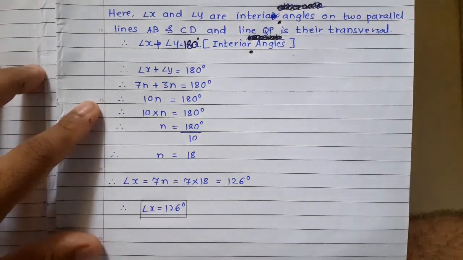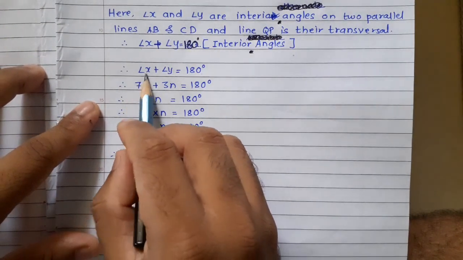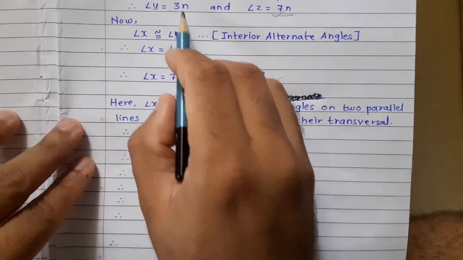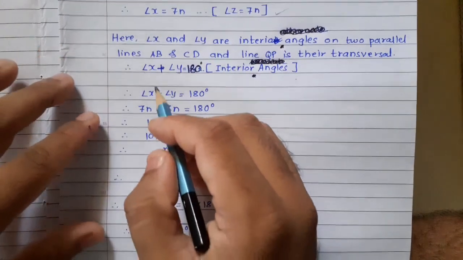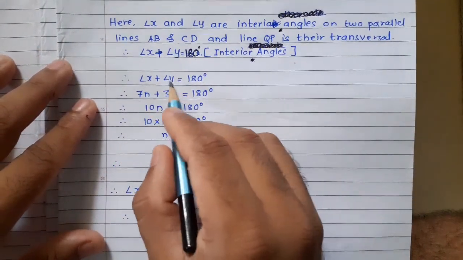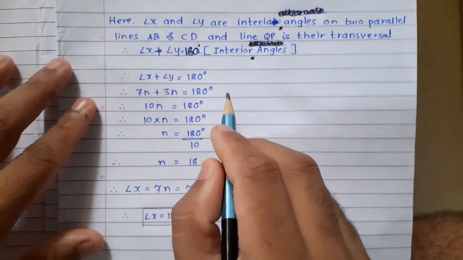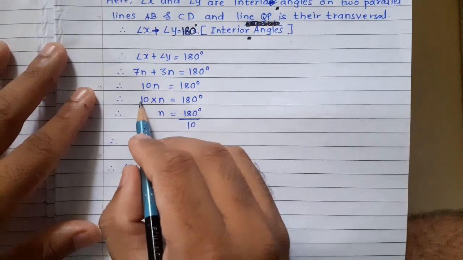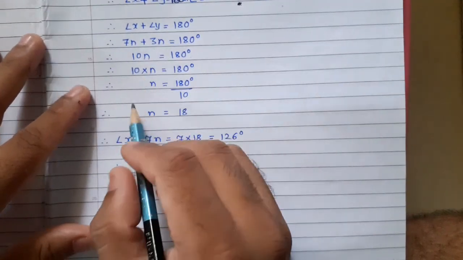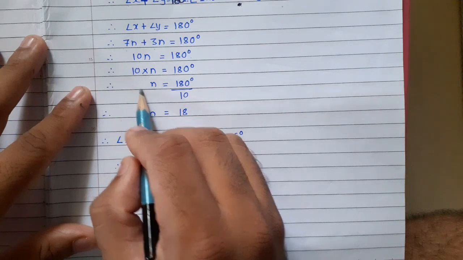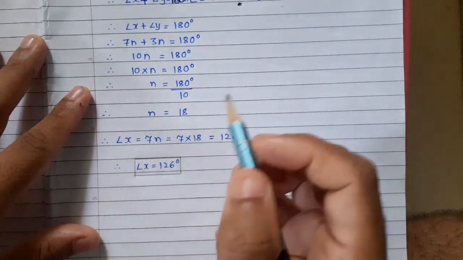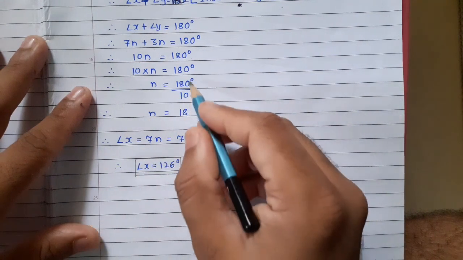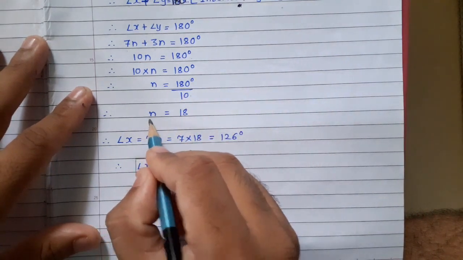Reason is interior angles. Now angle X is 7n and angle Y is 3n. So put the values. Angle X is equal to 7n and angle Y is equal to 3n, so 7n plus 3n, that is 10n, is equal to 180 degrees. 10 multiplied by n. So next step, this 10 goes to the denominator on the right hand side. Therefore n is equal to 180 upon 10. So the 0 gets cancelled and we have n is equal to 18.